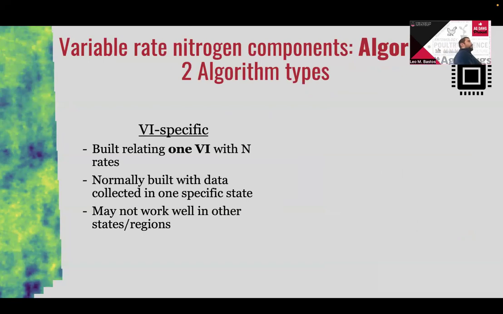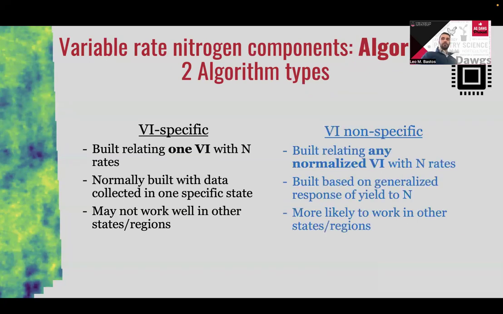So now we have this. Remember the three components of VRN: sensor, algorithm, and variable rate equipment. We talked about the sensor, now talking about algorithms. There are different ways of categorizing algorithms. Two of them would be if they are specific to a given vegetation index, or if they are not specific to a vegetation index.